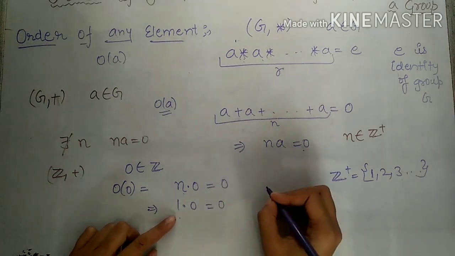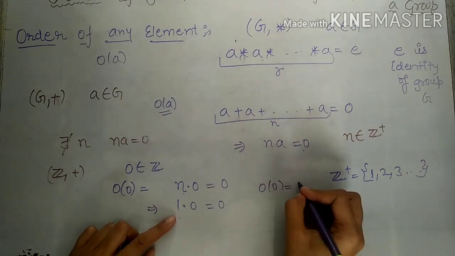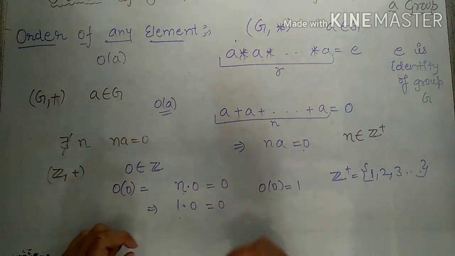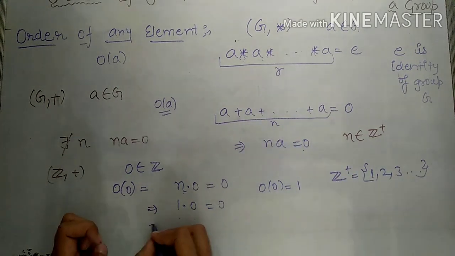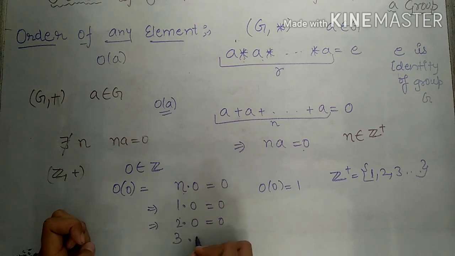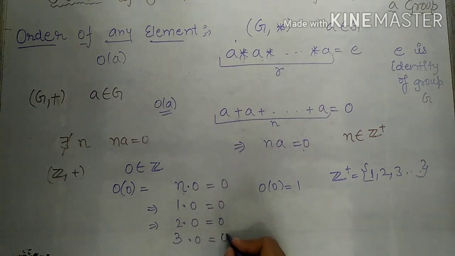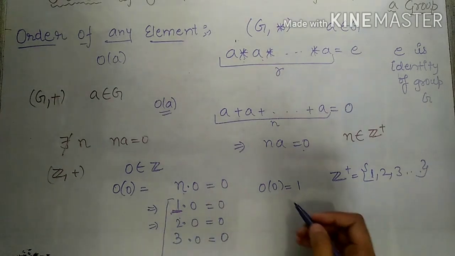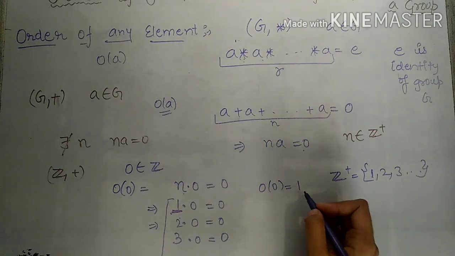So what will be the order of 0? Order of 0 is 1. Friends, we know if we multiply 2 with 0, it also comes out to be 0. If we multiply 3 with 0, it also comes out to be 0. But what is the least of all these? Least is 1. So what will be the order of 0? Order of 0 will be equal to 1.